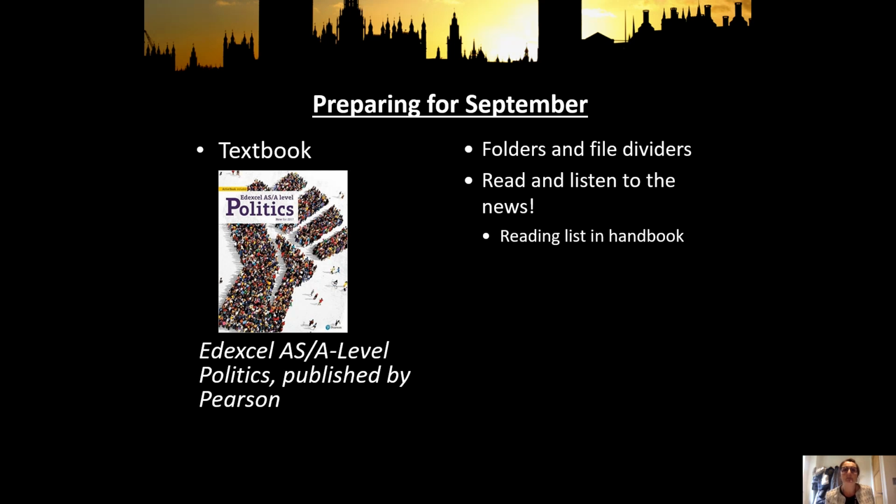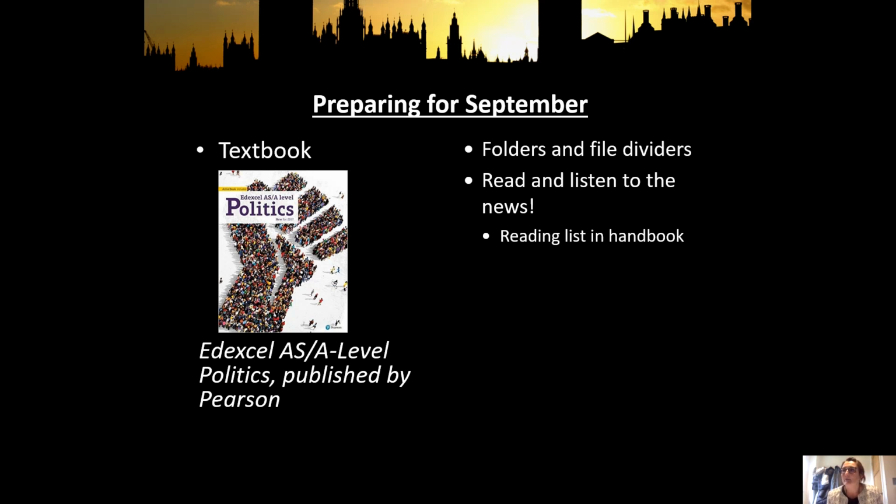In order to prepare for September, some of you may very well have bought this textbook already. If you have, that's great. If you haven't, don't panic. It's available on Amazon. It's the Edexcel AS A-Level Politics textbook. It is a bit of a monster. I'll be really honest with you, it's about this thick. However, it does cover you for the whole course, so there's no need for you to go out and buy another one. I did issue you with a reading list in the bridging unit work that you should have received.